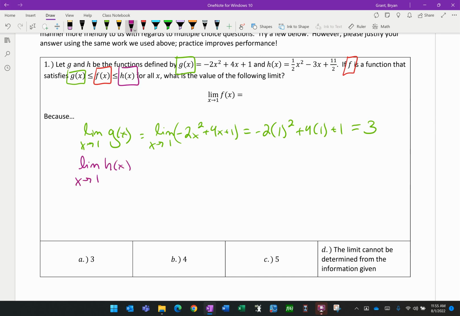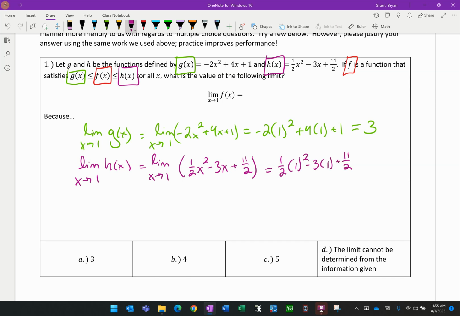Then I'm going to find the other one, the limit as x approaches 1 of h of x. It's my upper bound for my functions here, and that's going to be the limit as x approaches 1 of 1/2 x squared minus 3x plus 11 halves. So we end up with 1/2 by 1 squared minus 3 times 1 plus 11 halves.